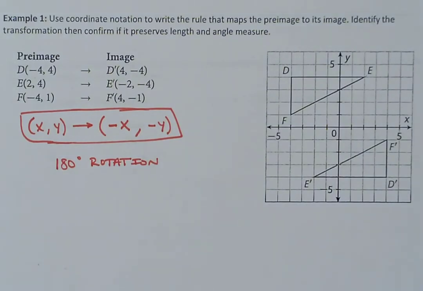Now the problem asks us to confirm it preserves length and angle measure. Really what I want you to do with this is to just take a look at the shapes. Does it appear that they maintain that same shape and size?